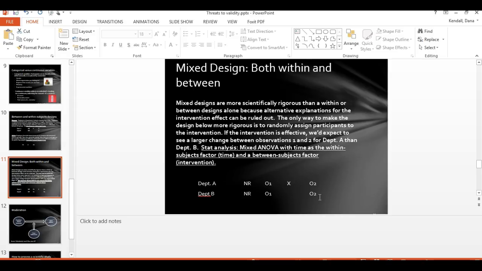So the stat analysis for this particular design is a mixed ANOVA, and it's fairly simple to run in SPSS, and it tells us basically, was there a difference between Department A and B? So again, was this jump higher than this jump here in Department B?